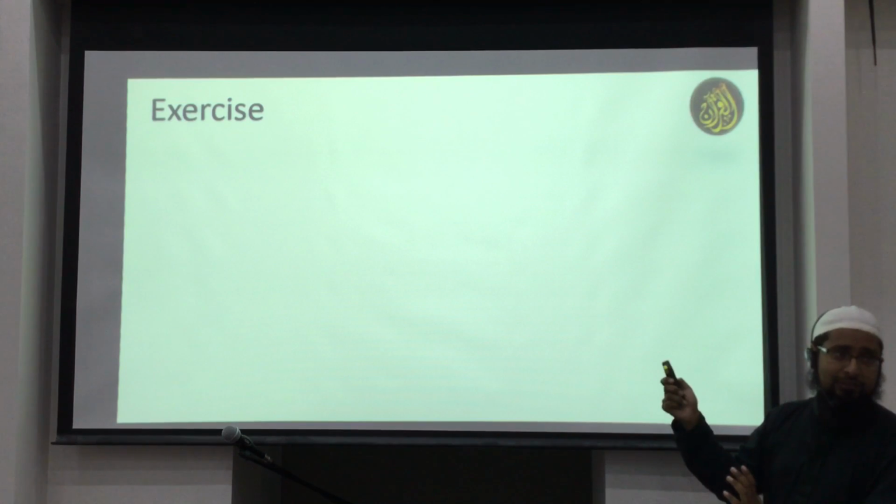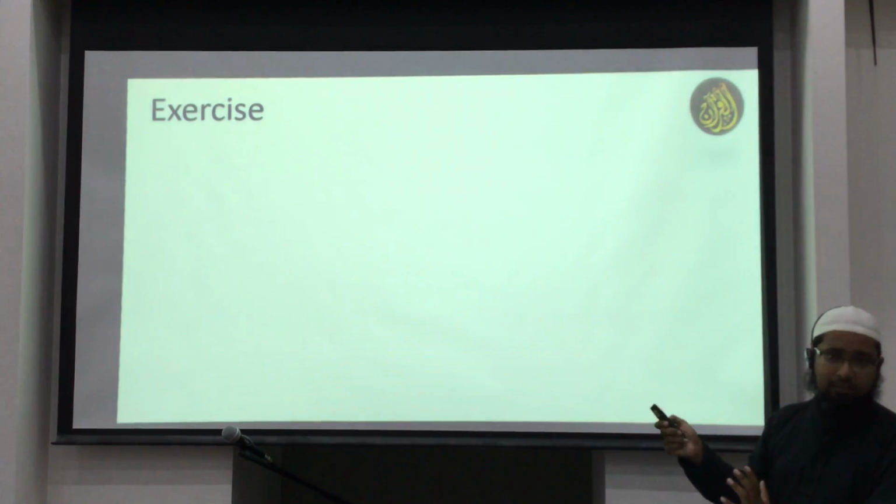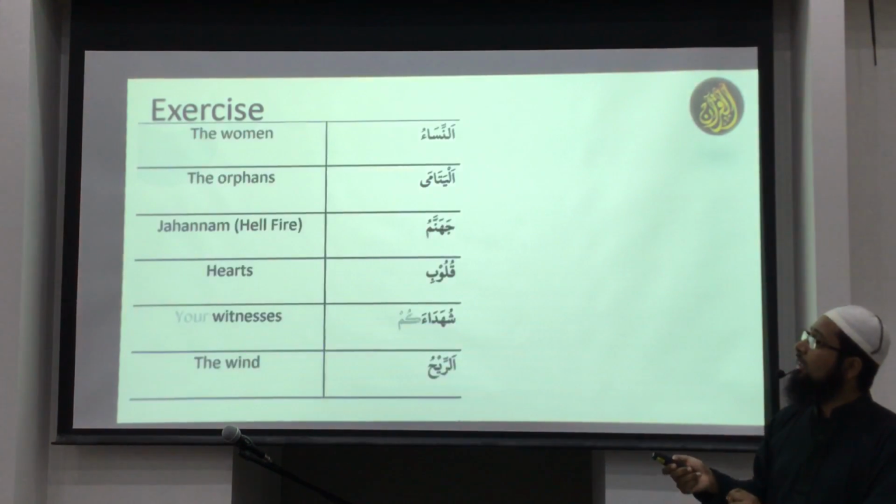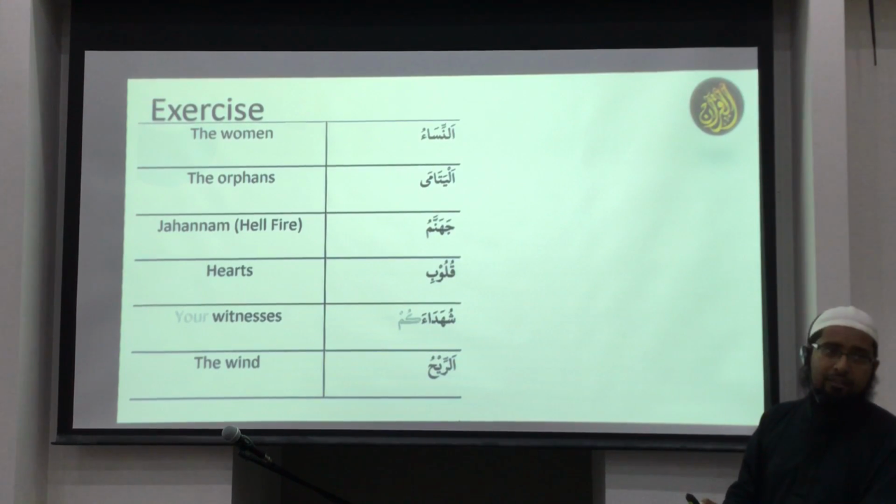This exercise wants to tell you whether a word is rafa, nasab, or jar, all the 4 statuses of a word. Like the women, an-nisa'u, the women. For the English word we can see, what type of word is this? Is it a rafa, nasab, or jar? It's a rafa. Why is it rafa? Because it's finished with u. Is it heavy or light? Neither, because it has al, very good.